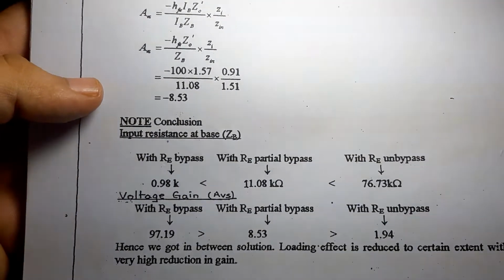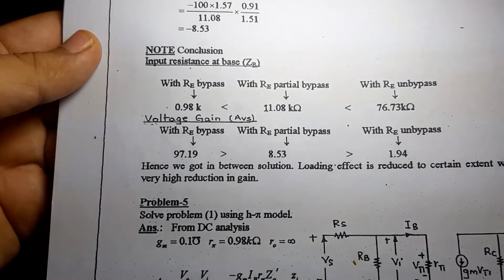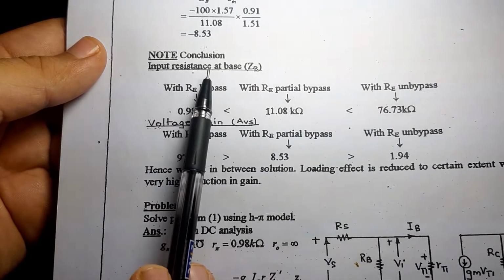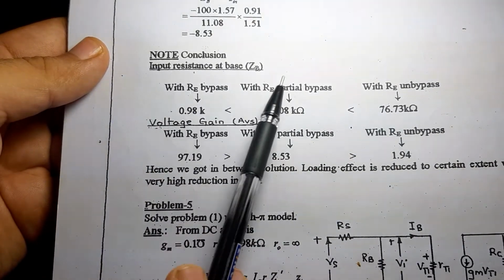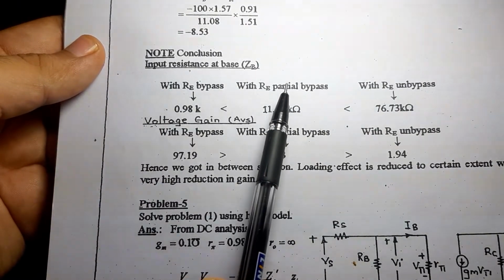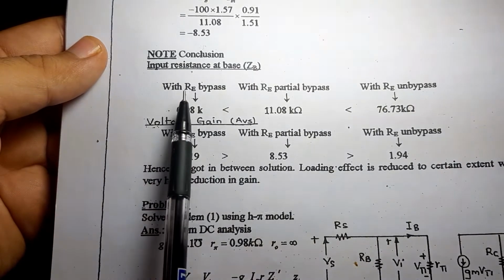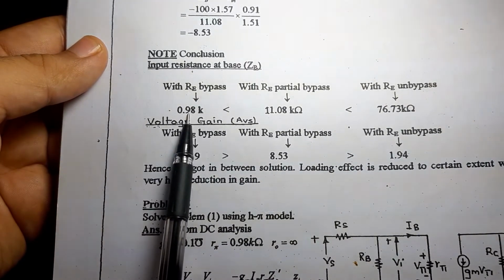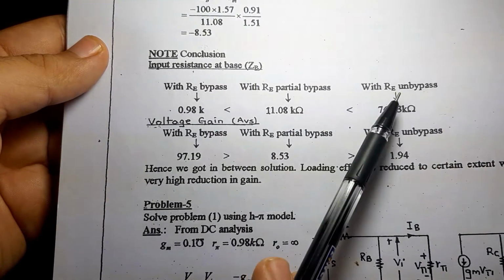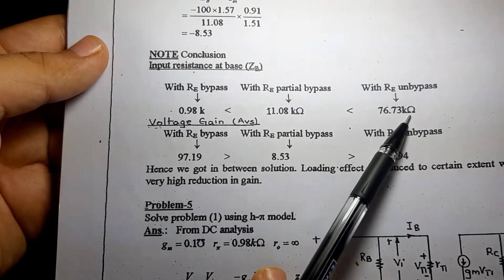So there will be a trade-off that we have to consider. Now we can come to a conclusion that there are three important considerations that we need to discuss. First is with RE bypass, with RE partial bypass, and with RE unbypass. Now, what happens to ZB is when your RE is bypassed, it is 0.98K. When your RE is partially bypassed, the value is 11.08K, and when your RE is unbypassed, the value is 76.73 kilo ohms.